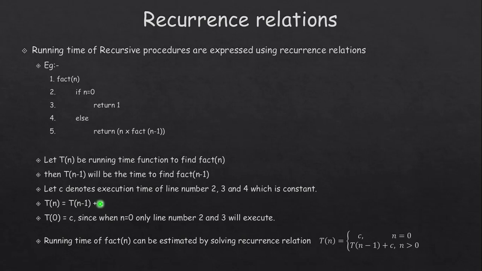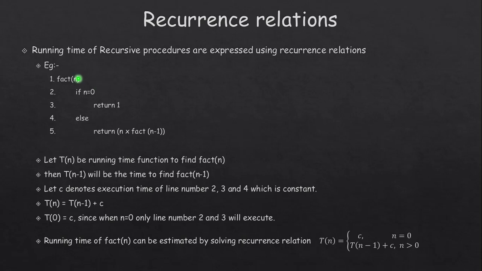So what's the meaning? The running time of factorial of n is the running time of factorial of n minus 1 plus some constant. So why this c? Because some more lines have to be executed. It takes constant time, so it is c. So c denotes the execution time of lines number 2, 3 and 4, which is constant.